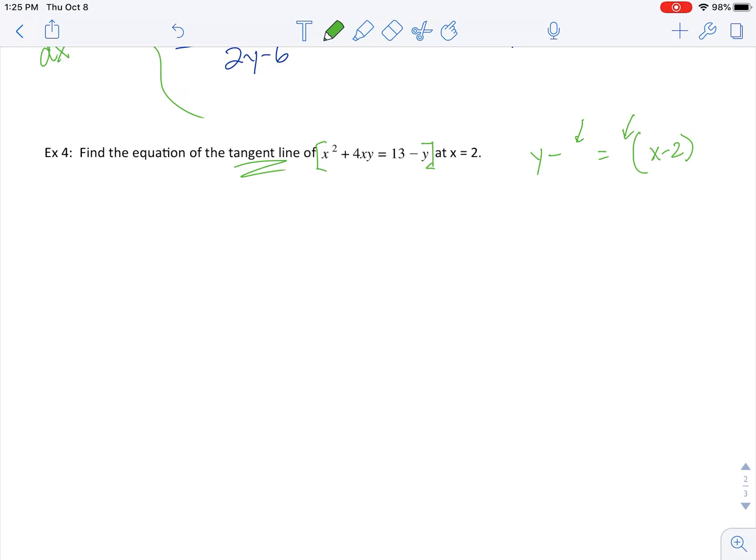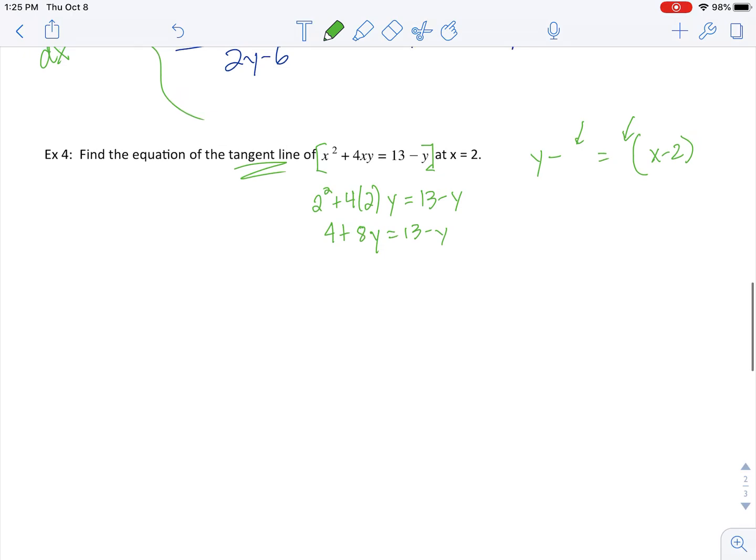So let's do my y value first, because at least that's just algebra. That has nothing to do with calculus. That means plug in 2 for x and solve for y. So I've got 4 plus 8y equal to 13 minus y. Let's add y to both sides to get 9y, and then subtract 4 from both sides to get 9. Oh my God, isn't that convenient? y equals 1. Glorious.